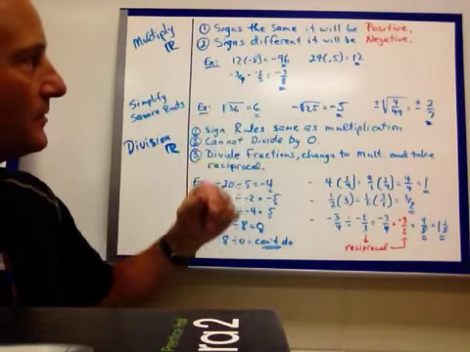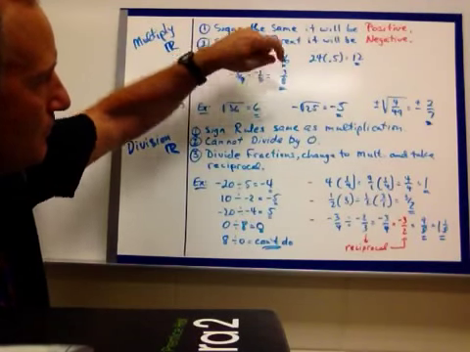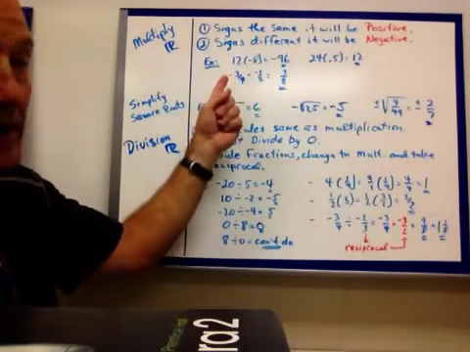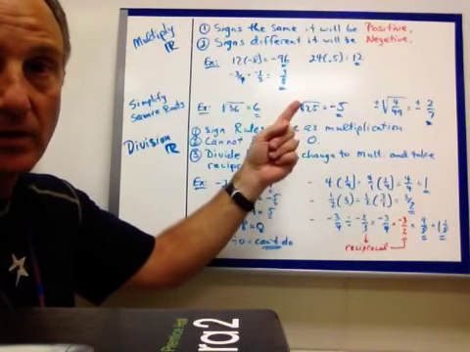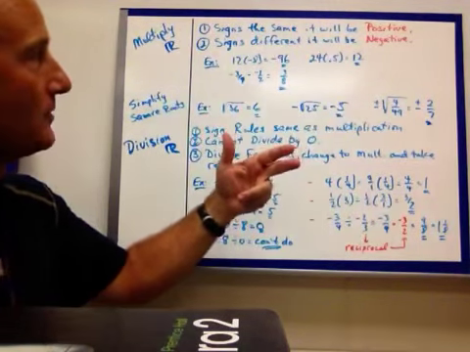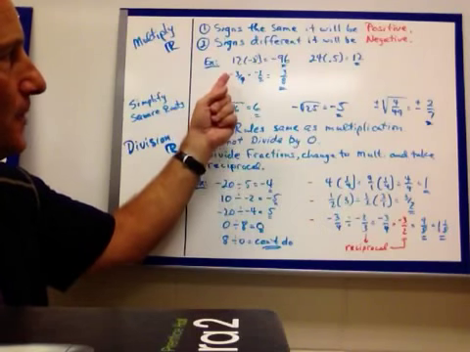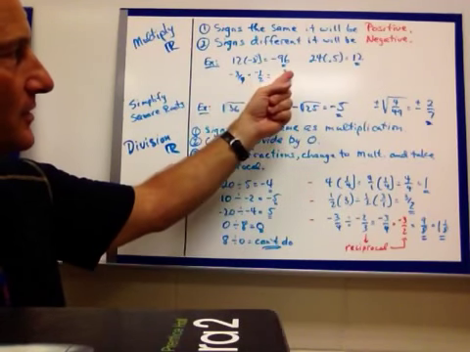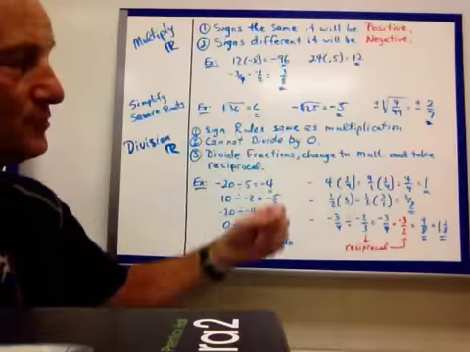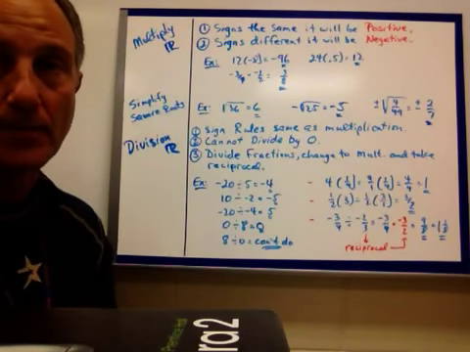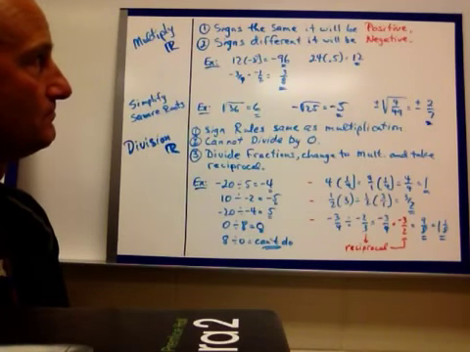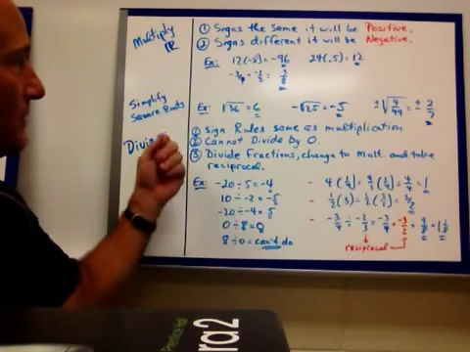Negative times a negative makes it a positive. Fractions, remember you multiply across the top, you multiply across the bottom. Unlike addition where you have to have a common denominator, you don't have to have that here. So -3 times -1 is +3. 4 times 2 is 8. If you can simplify the fraction, simplify it. Okay, so that's multiplication. Straightforward, you've done plenty of that.